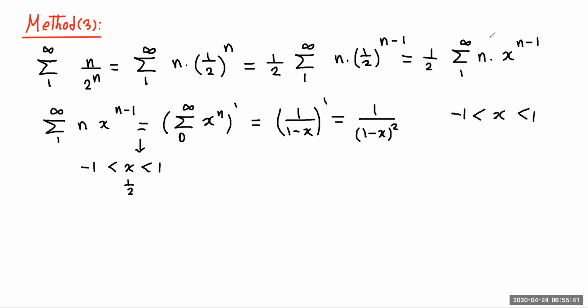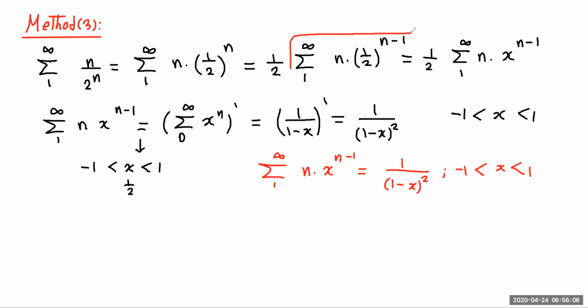So now I have a formula that sigma n x power n minus 1 from 1 to infinity equals 1 over 1 minus x power 2. And this is correct for each x between -1 and 1. So I can now calculate this sigma. What is the answer of this sigma?